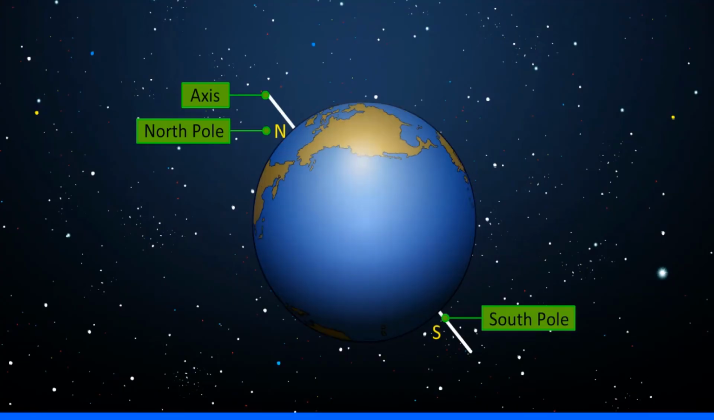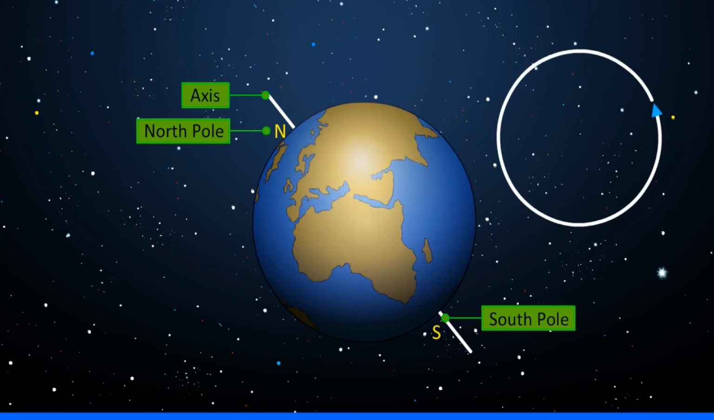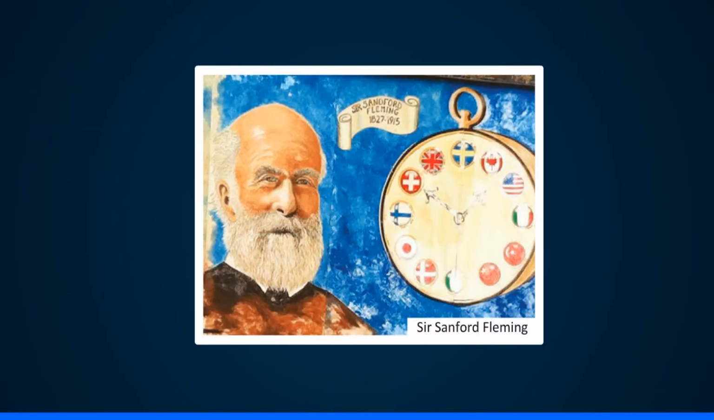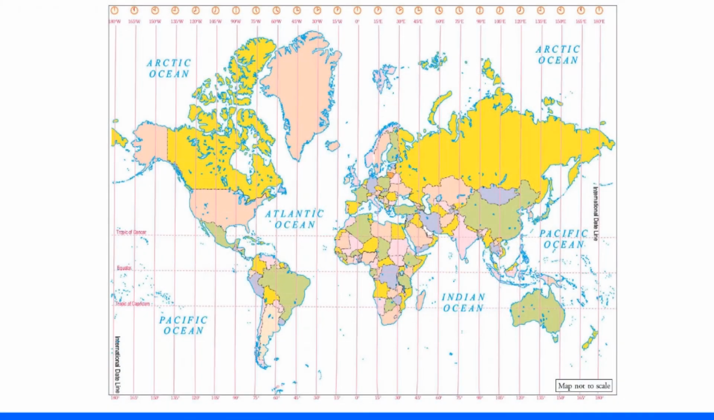Standard time and time zones. The Earth rotates from west to east and completes one full circle or 360 degrees of longitude in 24 hours. The time difference between two longitudes is 4 minutes. In the late 1870s, Sir Sanford Fleming designed a plan for a worldwide standard time, which is very much the same as the one we have now. For every 15 degrees of longitude, we have one time zone. Now, there are 360 degrees of longitude, so we have 24 time zones in the world.